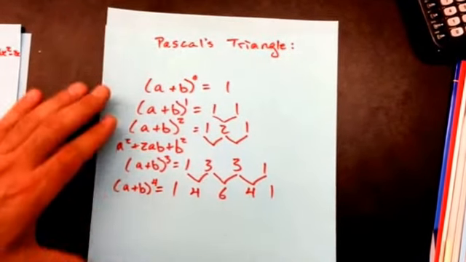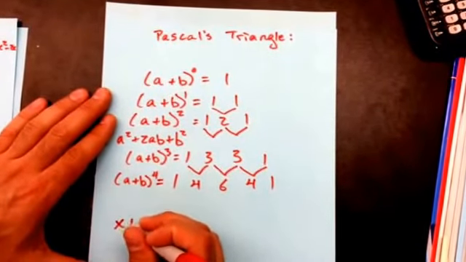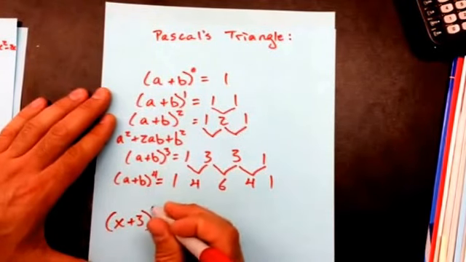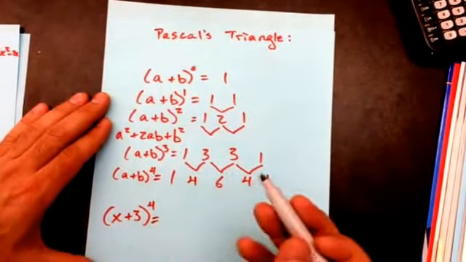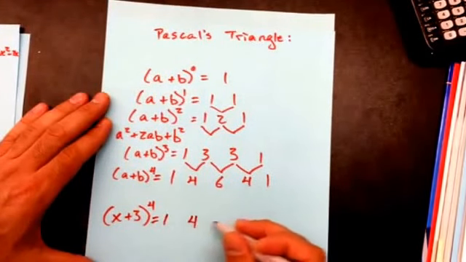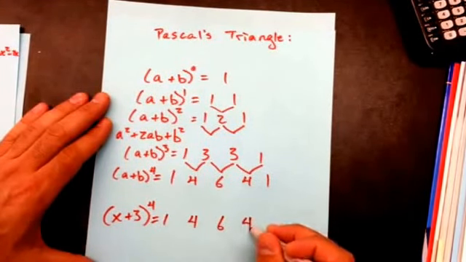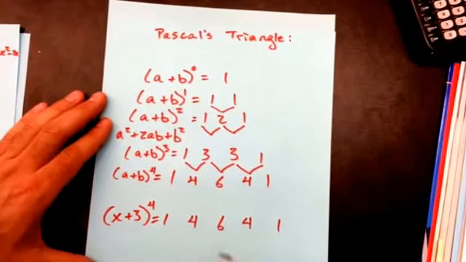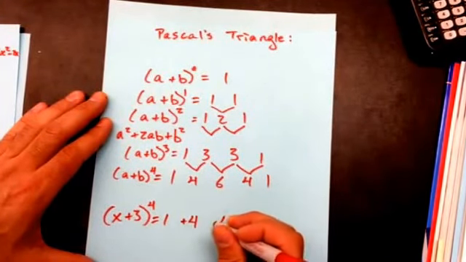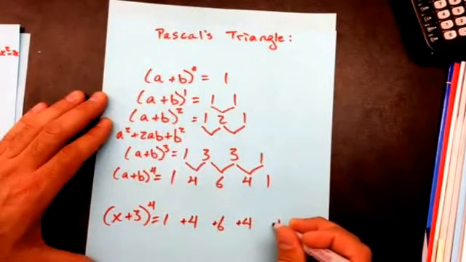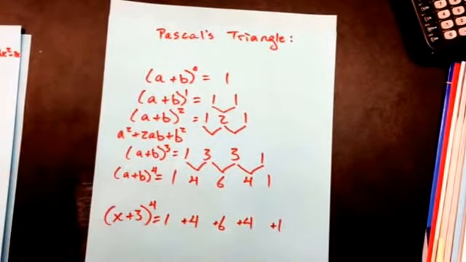So what does that mean? That means that if I had x plus 3 to the power of 4, I know that my solution is going to be coefficients of 1, 4, 6, 4, and 1. Because this is a plus, they're all pluses. But these are multiplied times something.